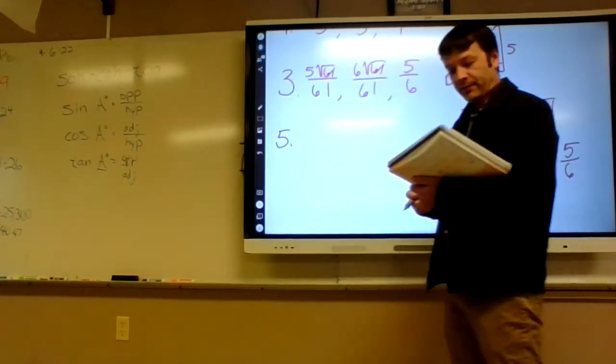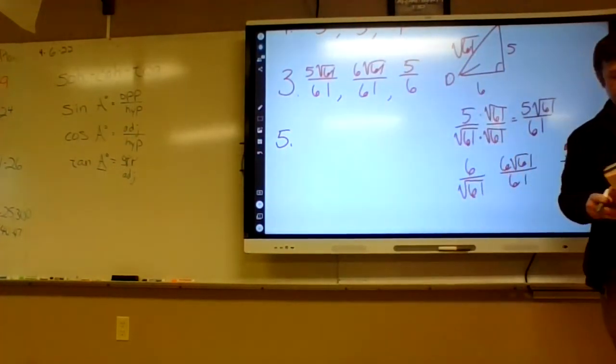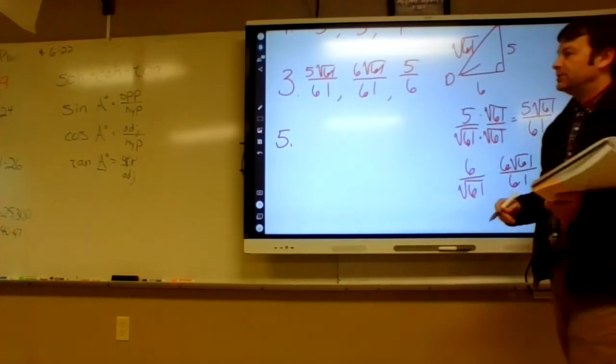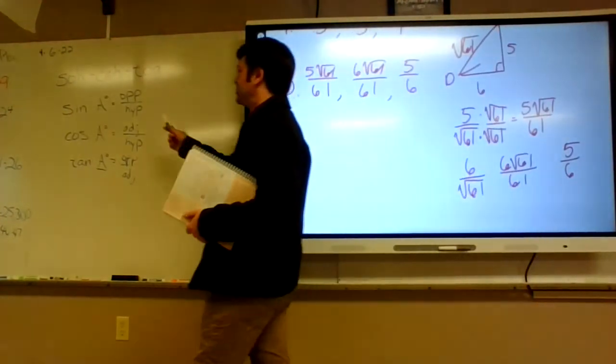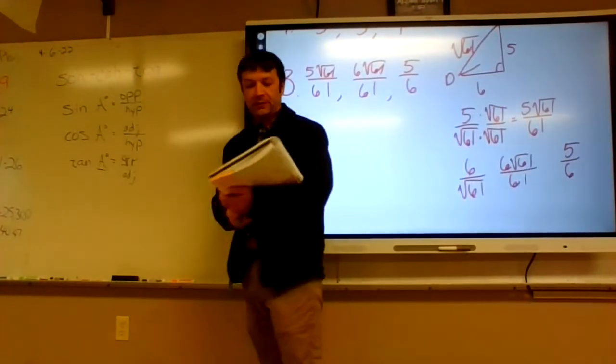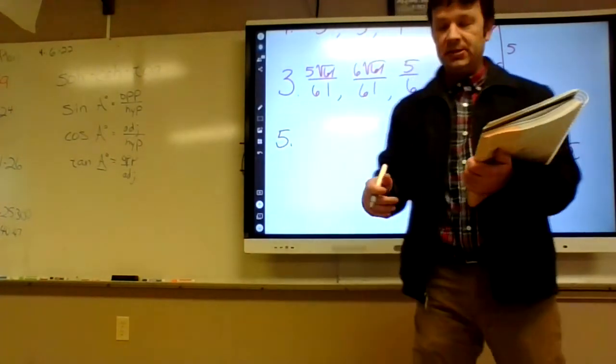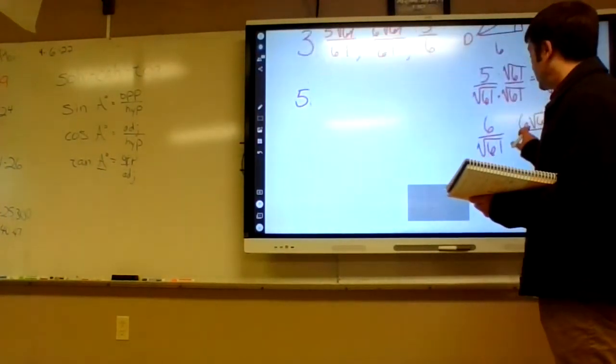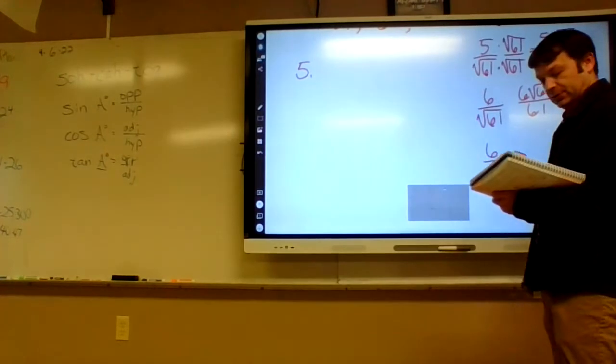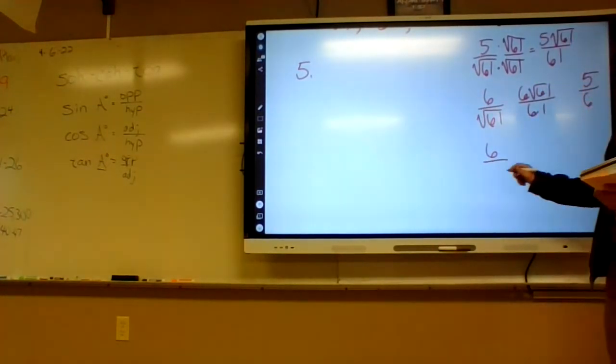Okay, Gracie, number 5, sine of y. So for sine, we need opposite over hypotenuse. So what's the opposite of angle y? 6. What's the hypotenuse? 2 square root of 13. Okay.